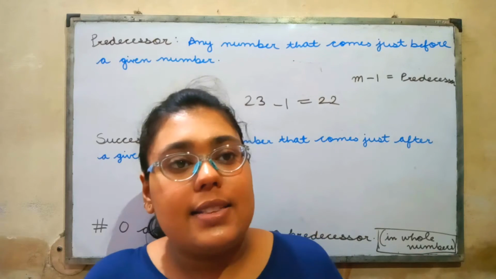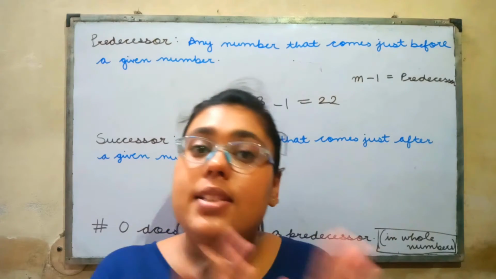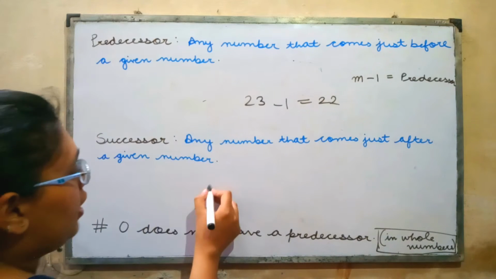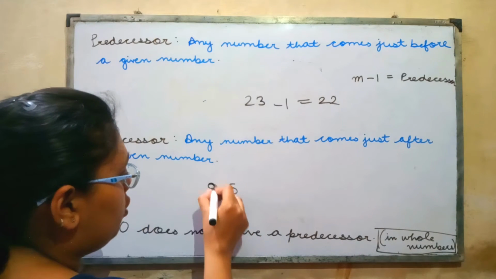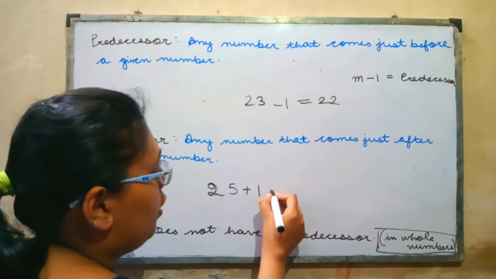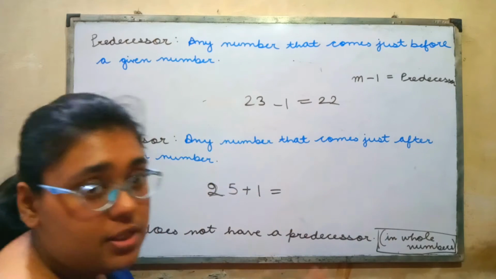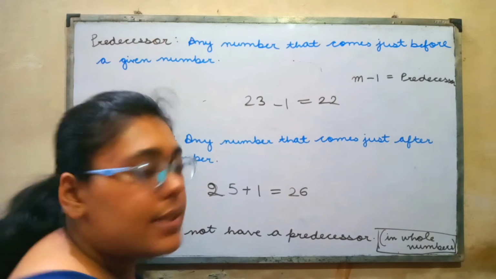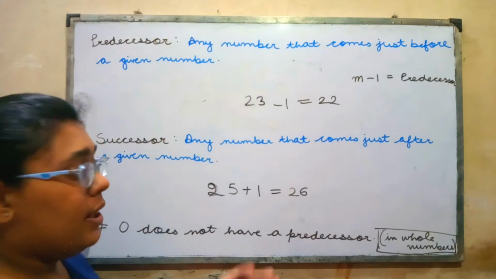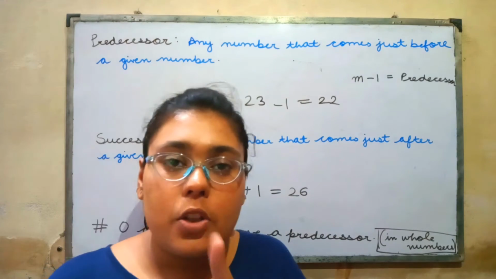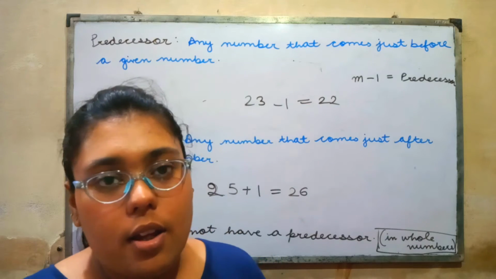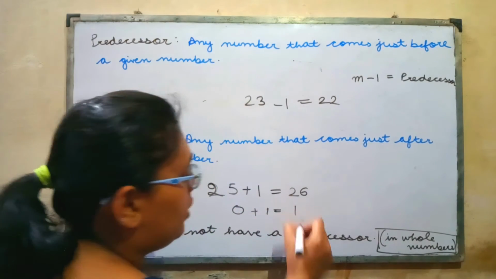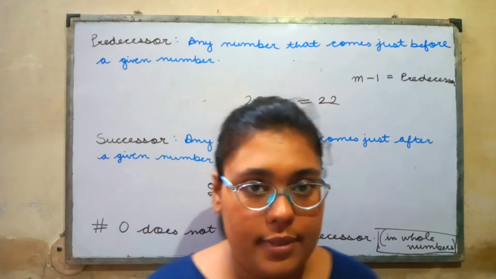So basically successor is the one that comes just after a given number. So here you will have a number 25. So the successor to 25 will be the number next to it. That means you will add 1 to that number. That means 26. Similarly, you can say that the successor to 0 is always there. Okay, so the successor of 0 will be 0 plus 1, that is 1.